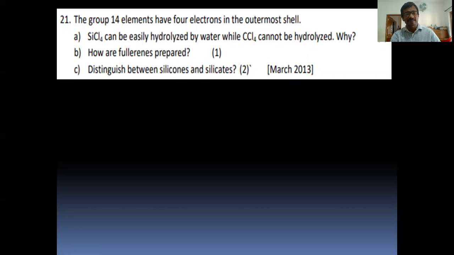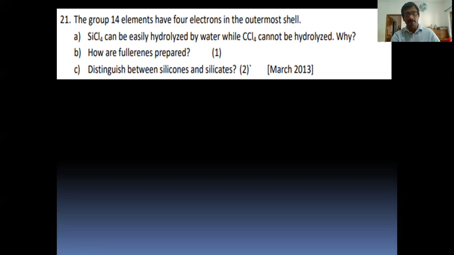SiCl4 can be easily hydrolyzed by water while CCl4 cannot be hydrolyzed. Why? Is there any need to tell it again? SiCl4 has vacant d orbital, but CCl4 has no vacant d orbital or no d orbital.